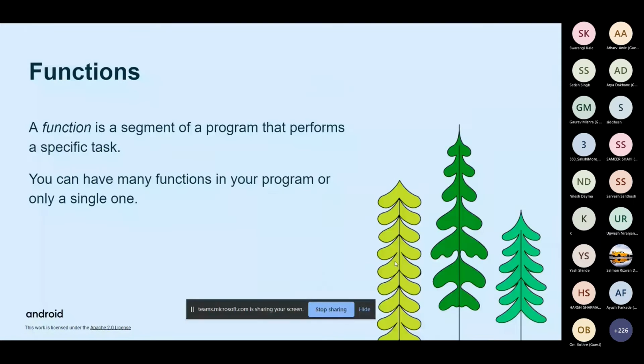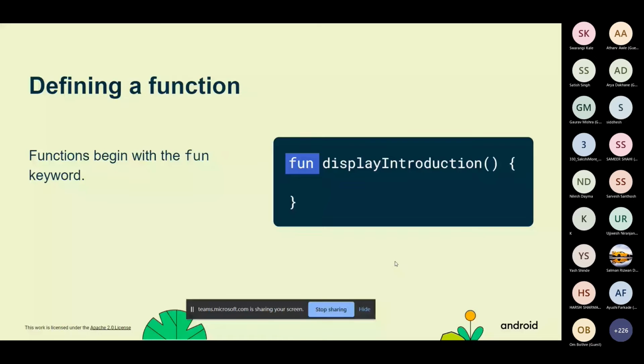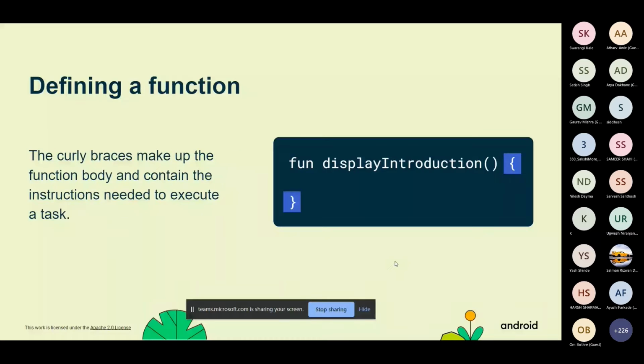Moving on to the main function, the function starts here, which is the highlighted part. What exactly is a function? A function is a segment of a program that performs a specific task. You can have many functions in your program or only a single one, depending on your choice. Defining a function: as I told before, fun is used to define a function, followed by the name of the function. Here, displayIntroduction is used as the function name. The parentheses are also a compulsory part of it, and curly braces are used for the body of the function.